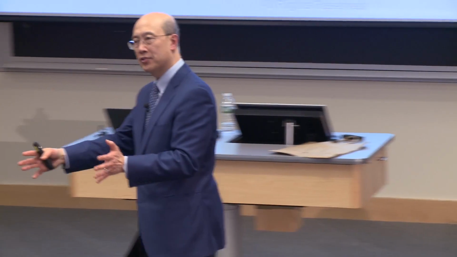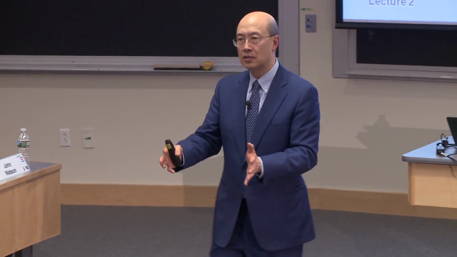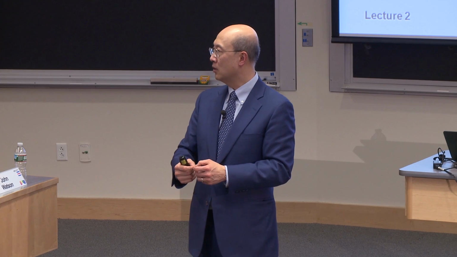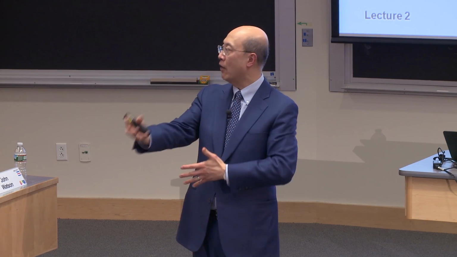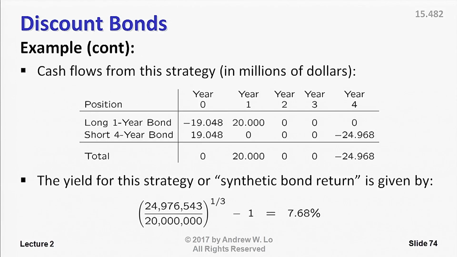And I'm going to wait 3 years, and at the end of 3 years, my 4-year bonds mature. I owe the counterparty $24.968 million. I've effectively locked in my loan today with that transaction. How much interest am I paying? Well, it's whatever it is I have to pay back divided by how much money I got to begin with, to the 1/3 power minus 1, which is, surprise, surprise, 7.68%.